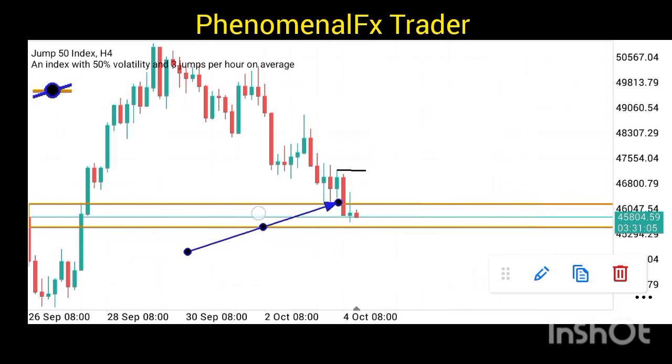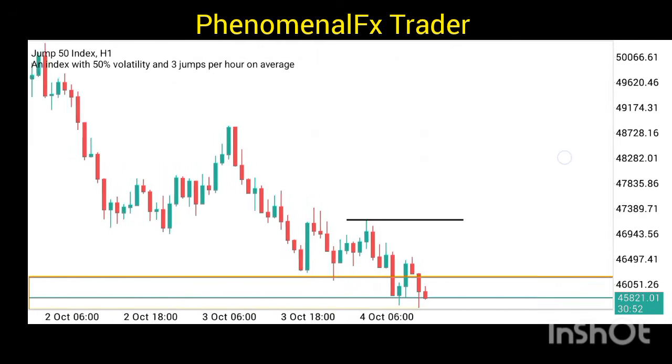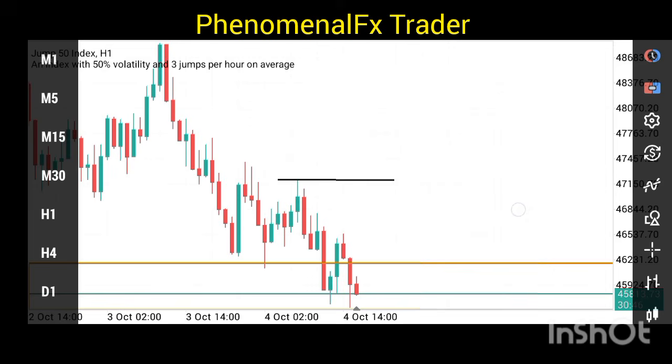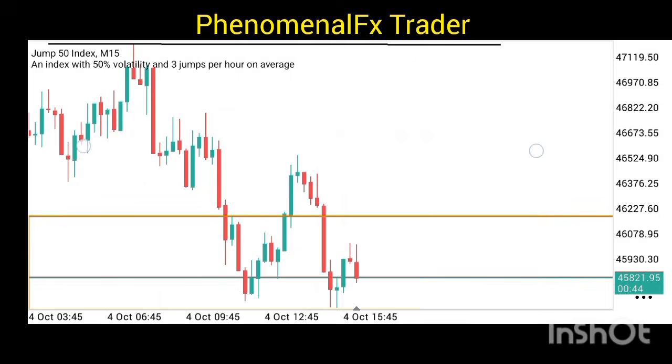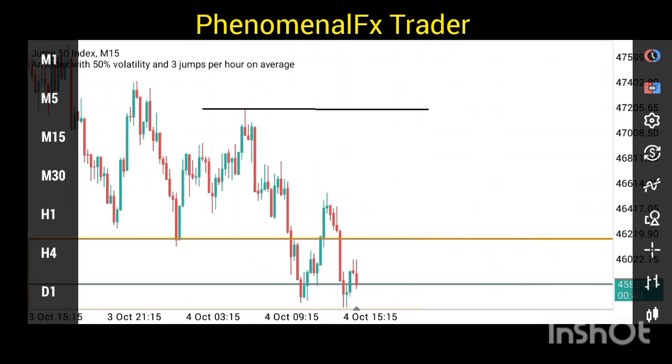Then you are going to wait for the market to buy up to this level, break and close above it, then it pulls back before you take an entry. But you may have to go down to a lower time frame, like the 1-hourly time frame. Sorry, on the 15 minutes time frame, you can spot where the market actually created the last lower high.